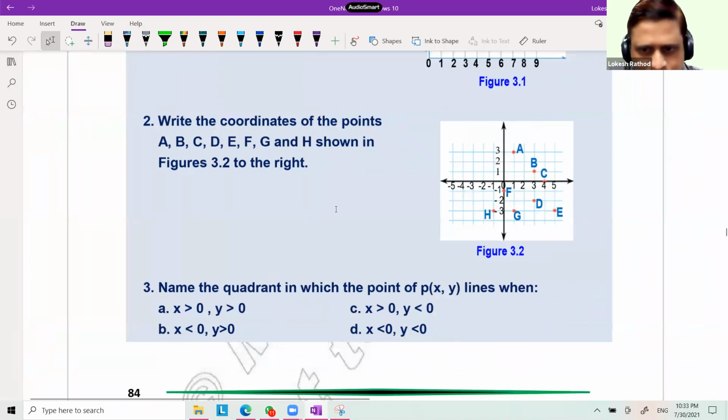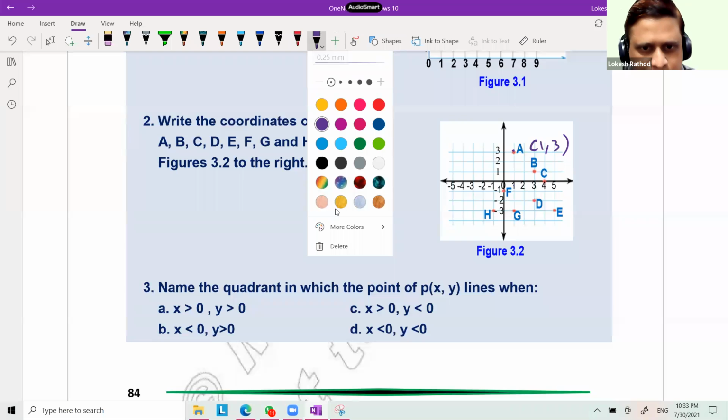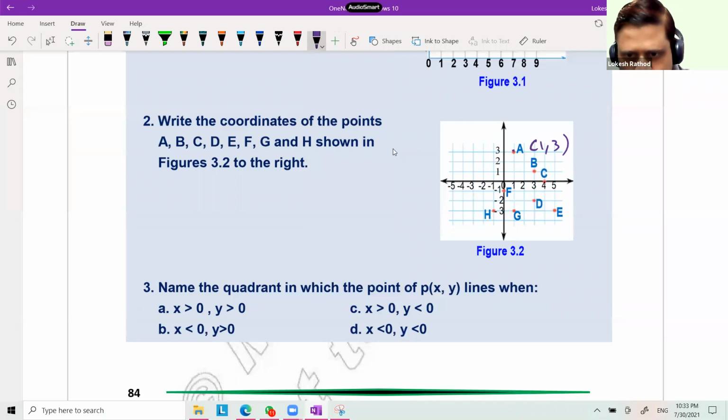Now let's come back to this. Suppose we want to write the coordinate of any particular point. Say point A is (1, 3). Here, suppose I want to write the coordinate of point E. The x coordinate is 5 and the y coordinate is -3, so it's (5, -3). Suppose I want point H: the x coordinate is -1 and the y coordinate is -3, so it's (-1, -3). So this is the system.